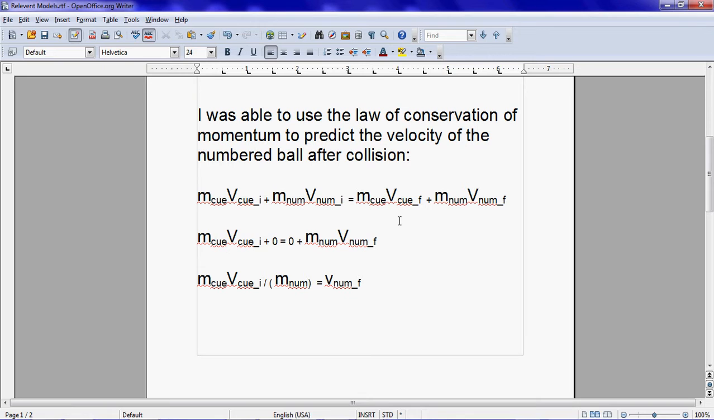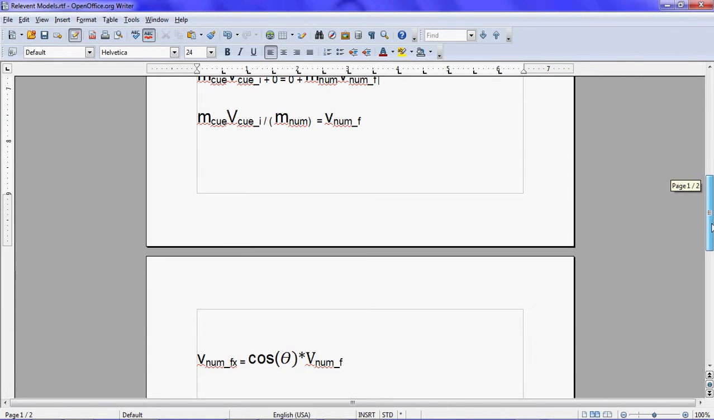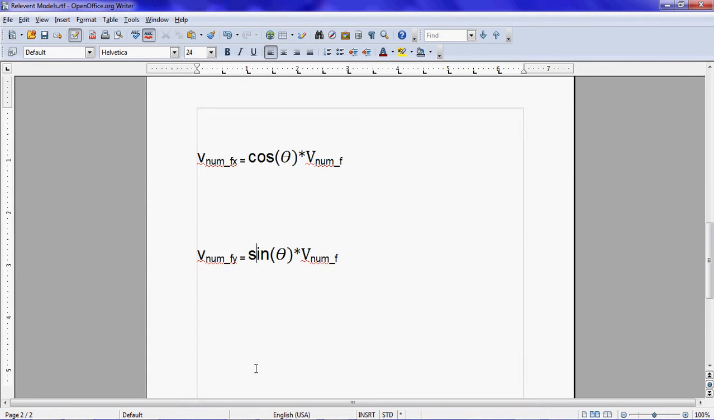So the mass of the cue ball times the initial velocity of the cue ball equals the mass of the numbered ball times the velocity of the final ball. And so the velocity of the final ball is equal to the mass of the cue ball times the initial velocity of the cue ball over the mass of the numbered ball. And to find the x and y positions, I just multiply them by cosine and sine of the angles, respectively.